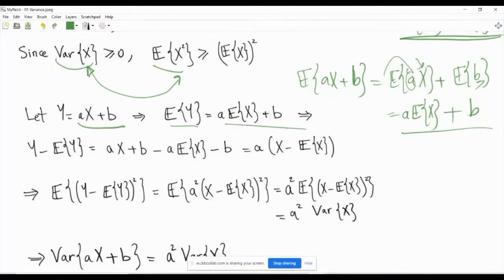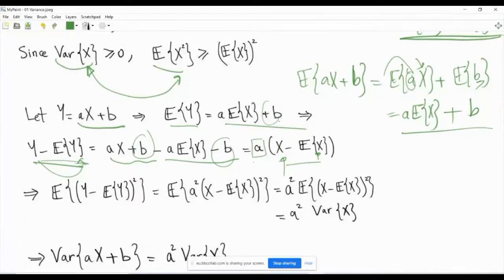Okay, so this is the expected value of y, which is equal to ax plus b. Now, if you take y and subtract its mean value, this will be ax plus b minus a times the expected value of x minus b, and so this constant will cancel out, plus b and minus b, and the difference between y and its first moment will be the difference between x and its first moment multiplied by this constant a.